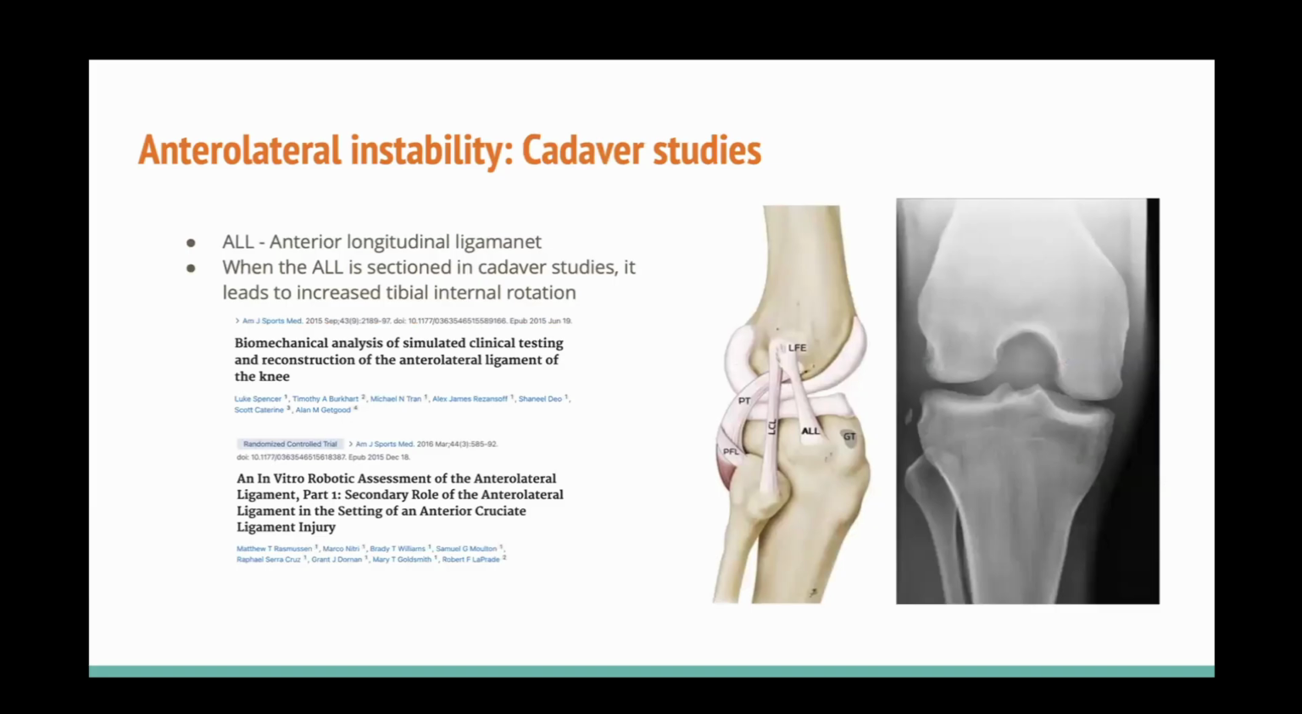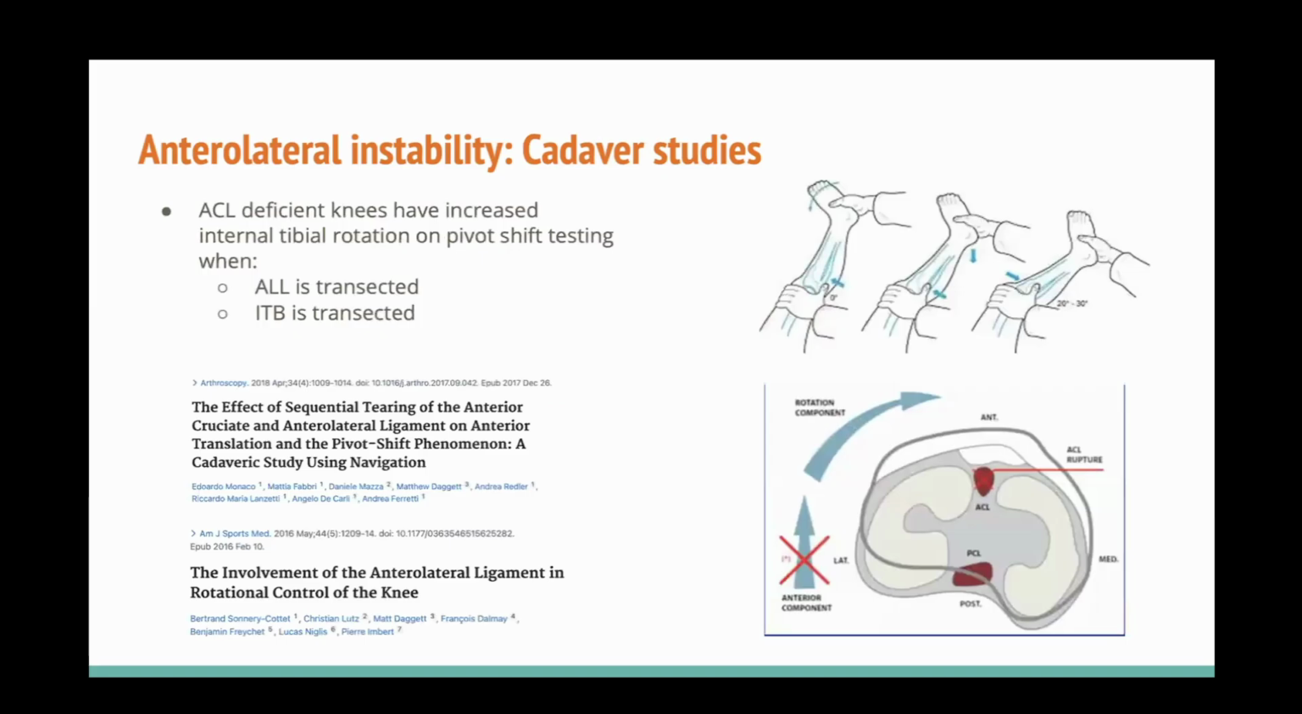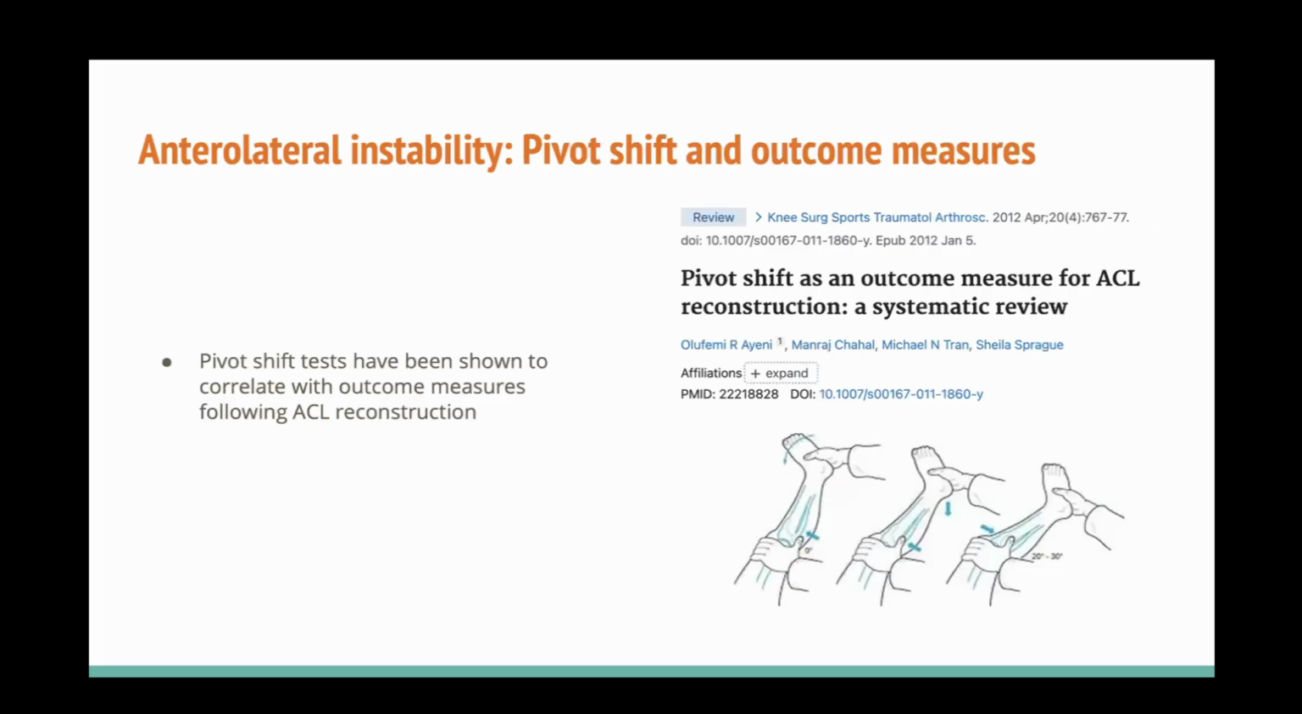In cadaver studies, we know that when the anterior longitudinal ligament is resected, it causes increased tibial rotation. Also in cadaver studies, in ACL deficient knees, if you transect the iliotibial band or the anterior longitudinal ligament, you also get increased tibial rotation. You can measure this with a pivot shift test, and this is not something that's just theoretical. People have correlated high-grade pivot shifts with poorer outcomes and increased risk for failure following ACL reconstruction.